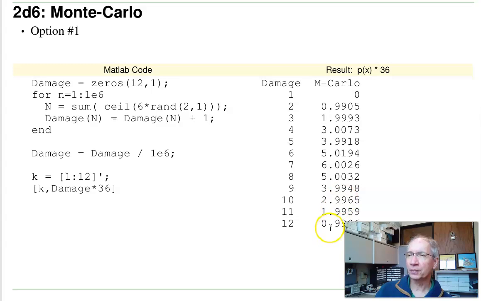This is the probability of each number times 36, just because there are 36 different combinations. So this is basically the number of ways I can get 0. We get it 1 point out of 2 rolls, 2 points, 3 points, 4 points, 5 points. All that divided by 36 gives you the probability.